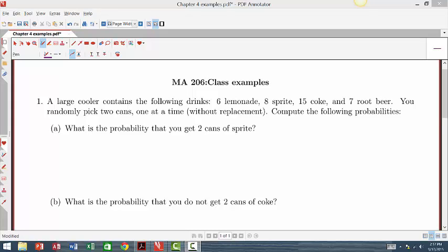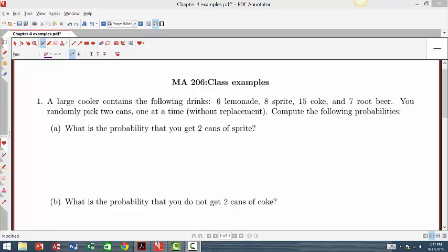Hello everybody, in this video I will go through a solution to a problem that's very similar to one on your activity worksheet, and this problem actually covers most of the basic concepts of probability. Okay, let's see what we have here.